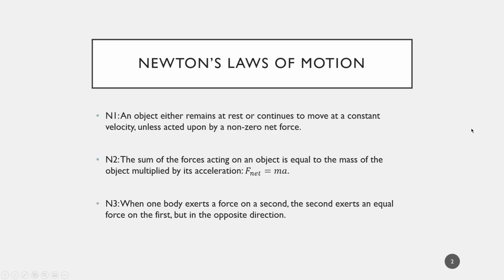Anyway, let's start. Just a quick recap of Newton's laws of motion. We'll start with the first law, which we'll abbreviate as N1. It says an object either remains at rest or continues to move at a constant velocity unless acted upon by a non-zero net force. Basically, you've got some object, which I'll represent with a dot, and you can apply some forces to it. You can push it or pull it. That's basically all a force is, a push or a pull.